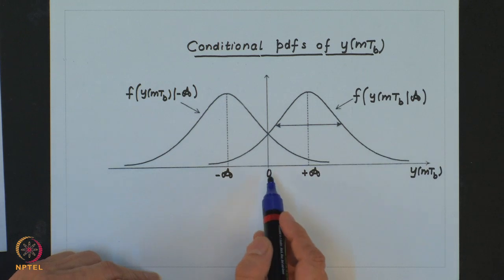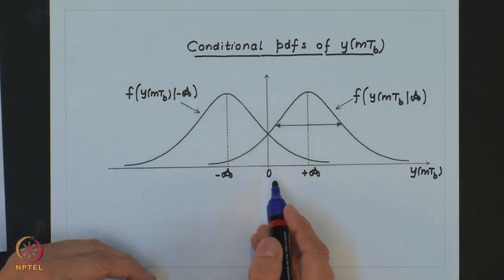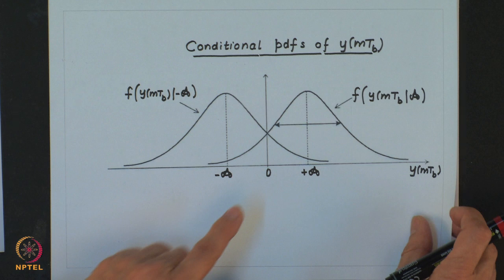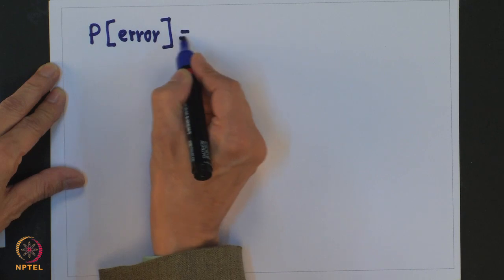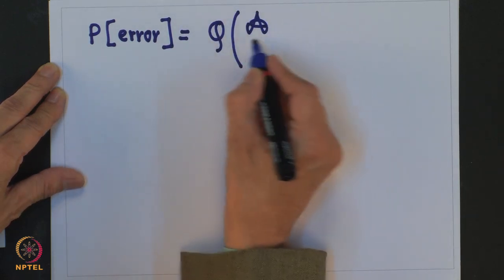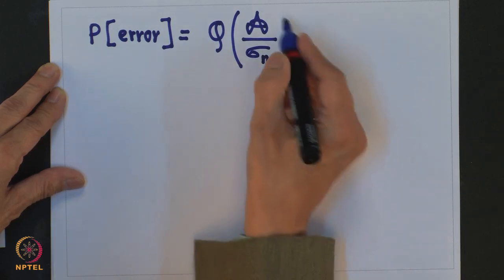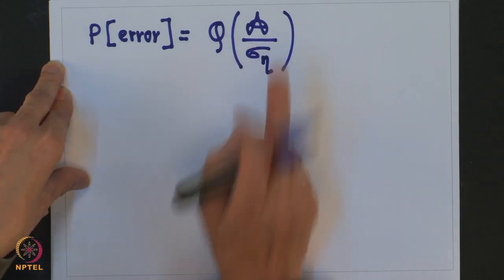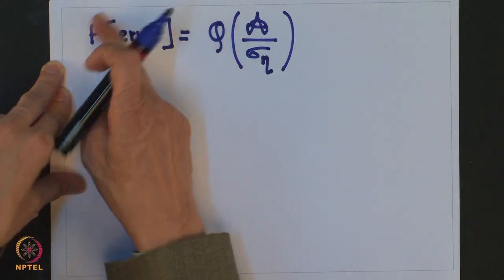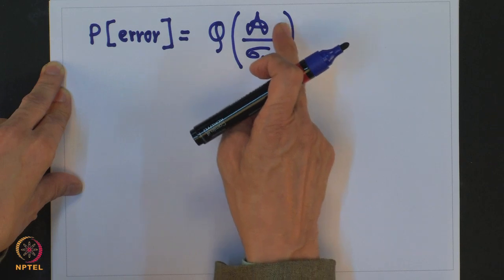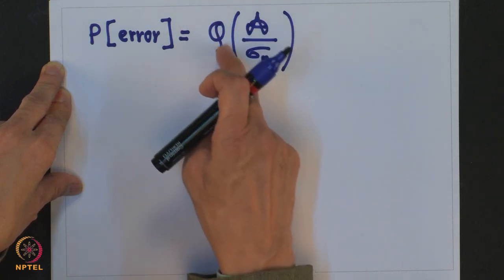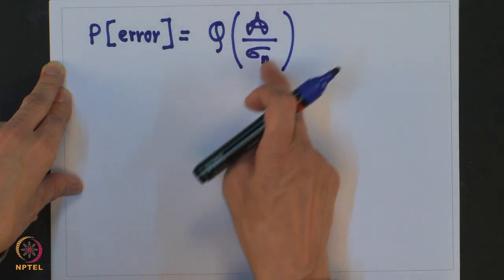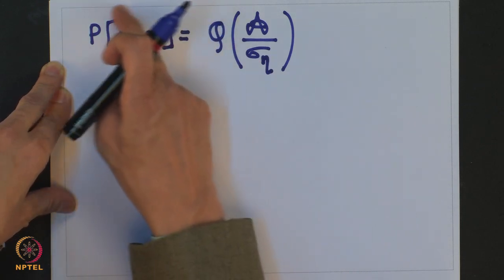In that case, the threshold for detection would be equal to 0, and the probability of error would be equal to the Q function of A by the square root of the variance of the output noise power. Now, if you want to make this probability of error small, we would like this quantity to become large, because Q is a decreasing function of its argument. So, we have to maximize this quantity if we want to minimize the probability of error.